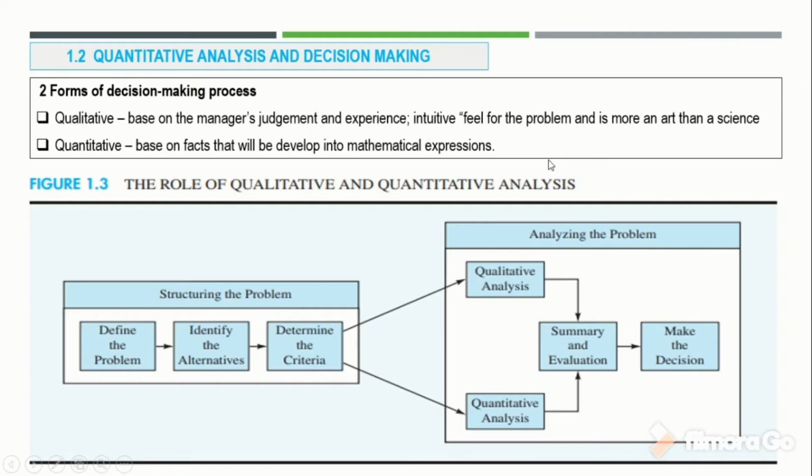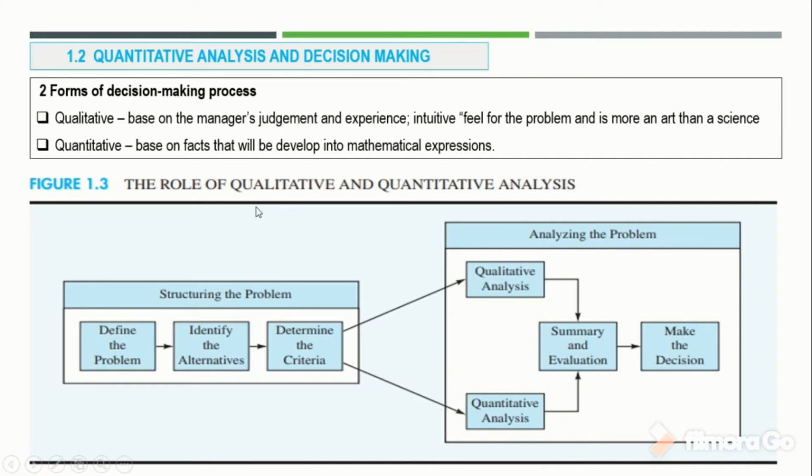Kaya ba nato? So, if the manager has more experience in dealing with similar problems, then he or she can decide qualitatively. However, if the manager has little to no experience in solving such a problem and it is sufficiently complex, then the manager can use the quantitative approach.